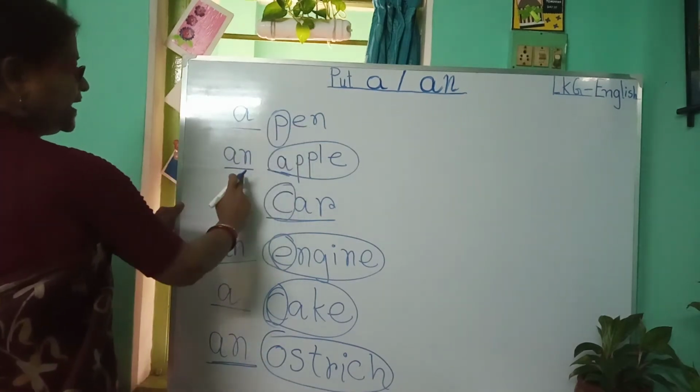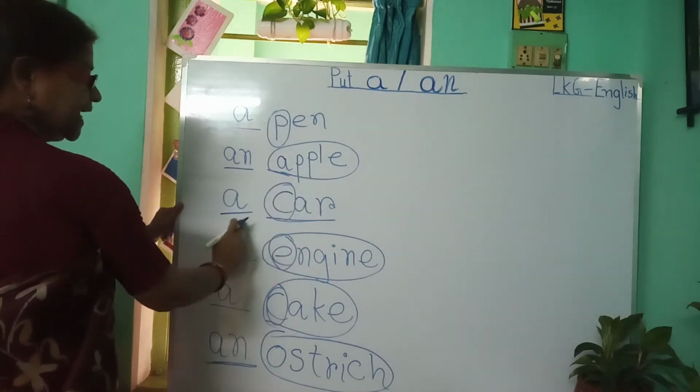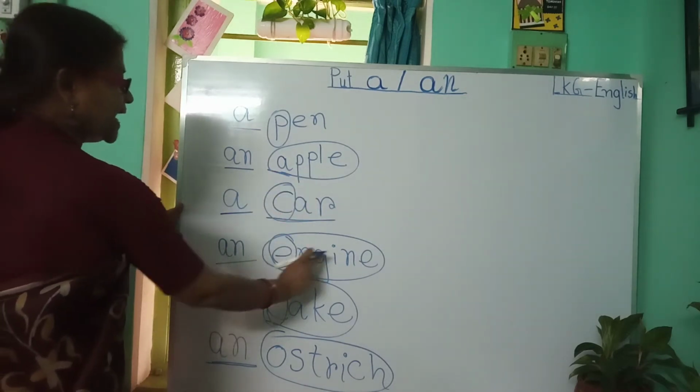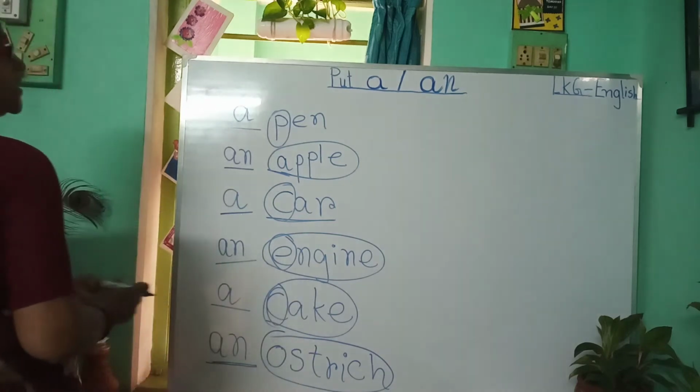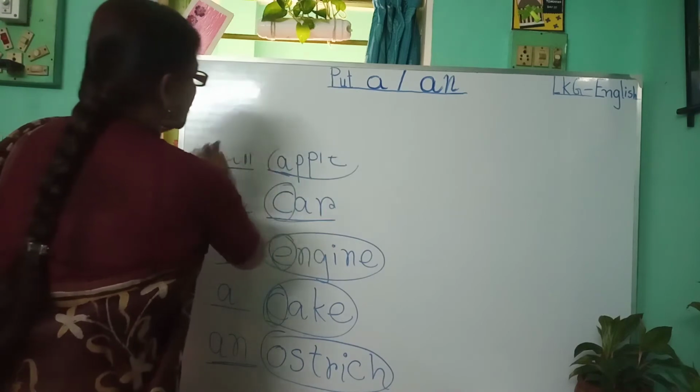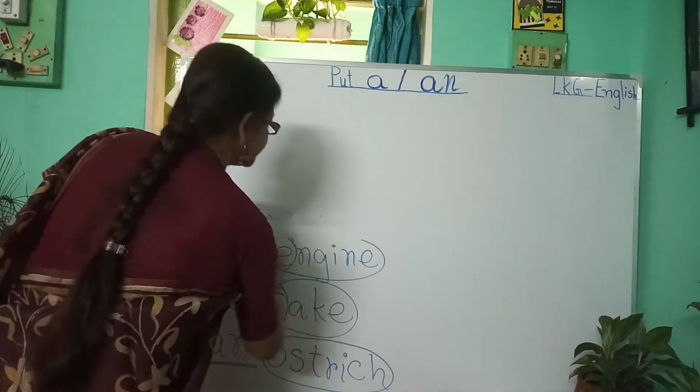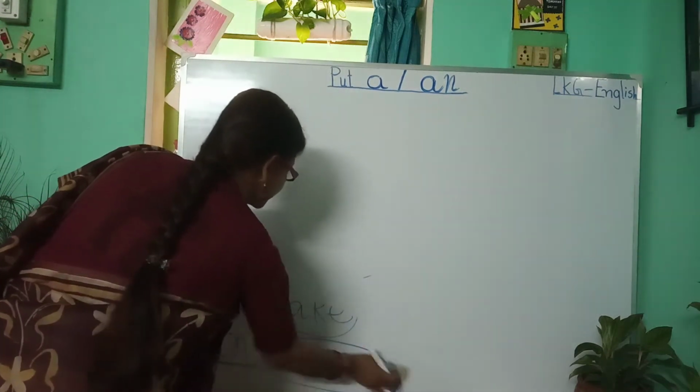A pen, an apple, a car, an engine, a cake, an ostrich. Again, look at the board. I will give you other examples.